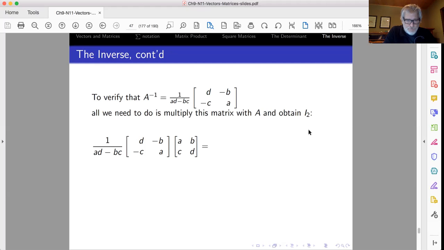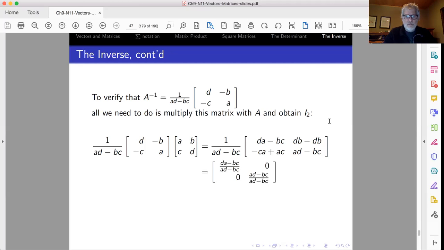So let's see. I've got a scalar, 1 over AD minus BC, times the product of 2 by 2 matrices. So I multiply the 2 matrices here again, row times column. So I get DA minus BC, and then DB minus DB, which is 0. Then minus CA plus AC, that's again 0. And finally, minus BC plus AD, okay? So let's see what this is.